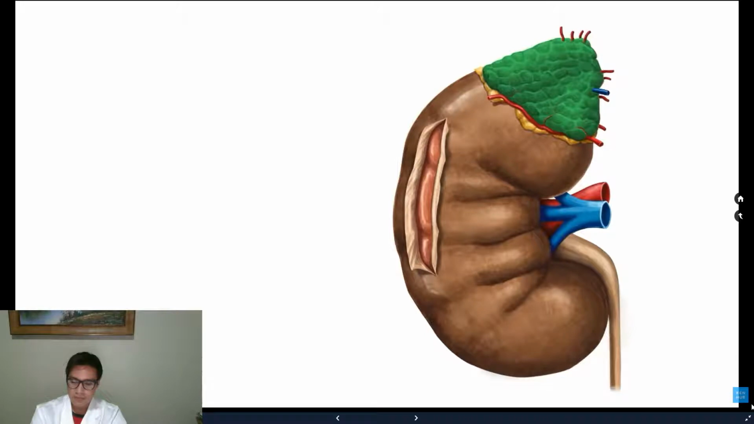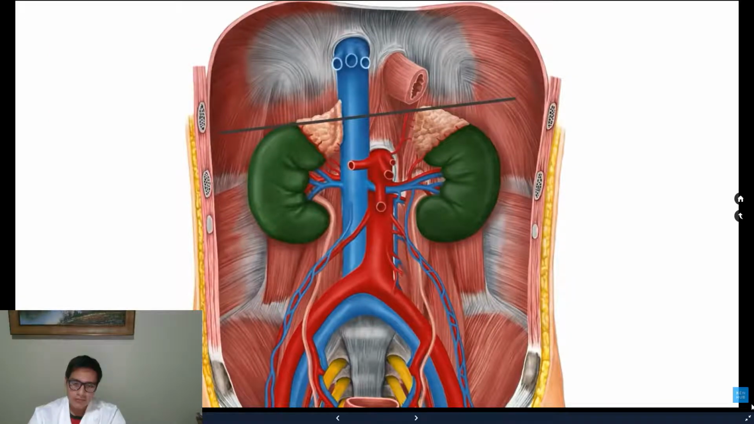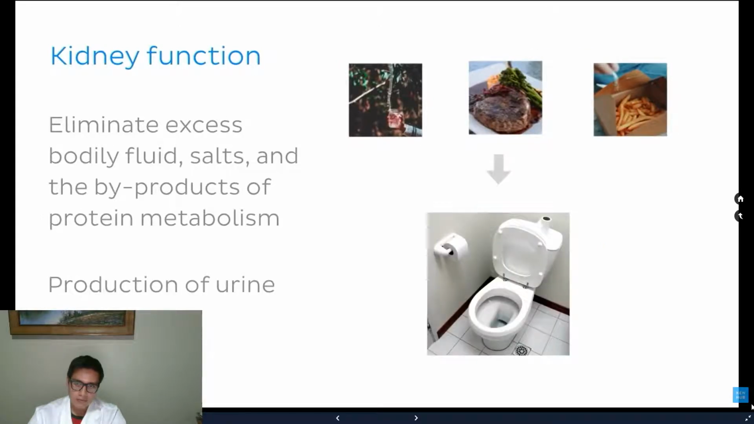Don't forget that. At the medial border of each kidney is the renal hilum, where the renal arteries, renal veins, and the renal pelvis enter and leave the kidneys. Note that the right kidney sits slightly lower than the left kidney, since it sits posterior inferior to the liver. And by posterior inferior, I mean basically underneath. Now that we've looked at the anatomy of the kidneys, let's explore the function. The main function of the kidney is to eliminate excess bodily fluid, salts, and the byproducts of protein metabolism. This results in the production of urine that is transported out of the kidneys through the ureters.